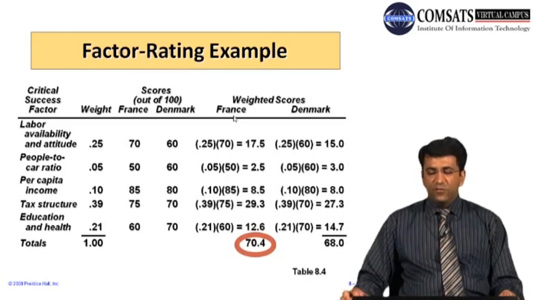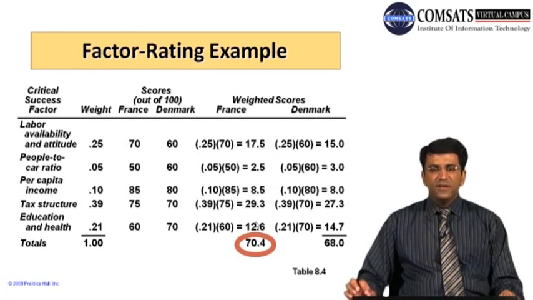As you can see, for France the weighted sum of the weighted averages is 70.4, and that is greater than this one, that is 68 for Denmark. So we will decide about the location, that our organization should have the location in France.